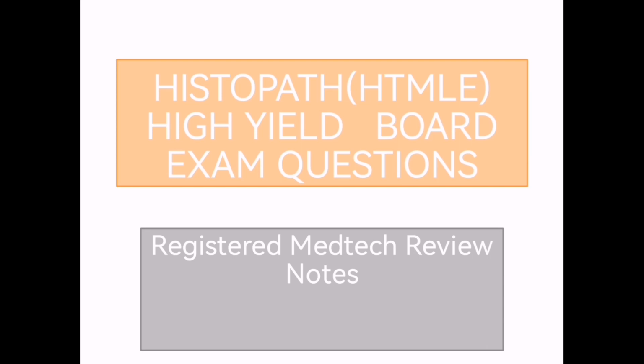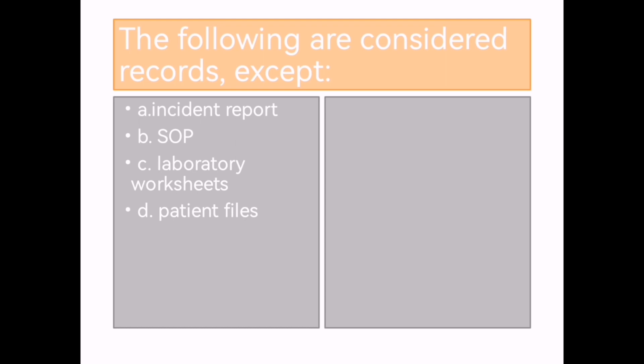Okay, let's start. The following are considered records except: A. Incident Report, B. SOP, C. Laboratory Worksheets, D. Patient Files. Ano dito ang considered records? But remember, except. So, sino dito ang hindi considered na records? The answer is SOP, or the Standard Operating Procedures.